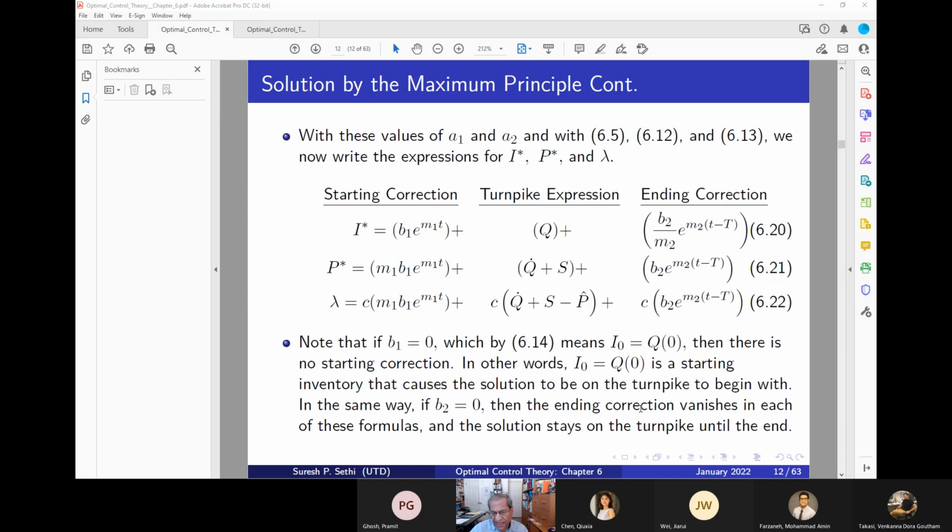And if B2 is 0, then ending correction vanishes. So B2 is 0 is same as your friend lives right on the turnpike. It lives right on the turnpike, then you don't need an exit ramp. You just stop and see your friend, okay? So that's sort of the analogy as much as I can tell you what's going on here.